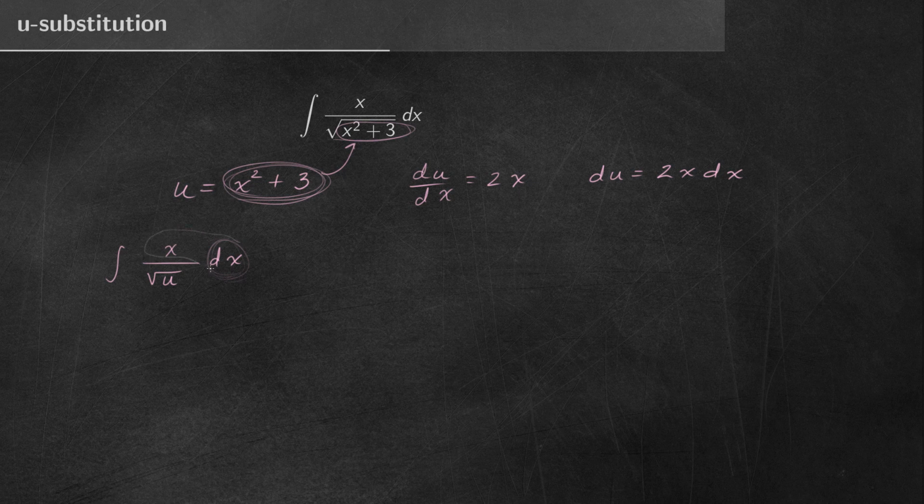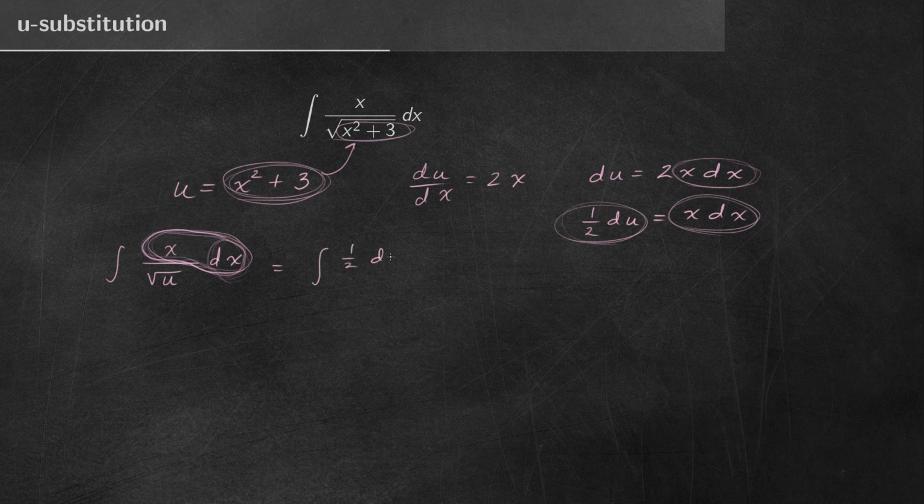I can see here that I have an x dx that I need to get rid of. So in this equation, I would like to isolate the x dx, and to do that, I'm going to divide both sides by 2, which is the same as multiplying both sides by 1/2. So 1/2 du equals x dx. And now that I know what x dx is, it's 1/2 du, I can substitute that for the x dx I have in my integral. So now I have the integral of 1/2 du over the square root of u.